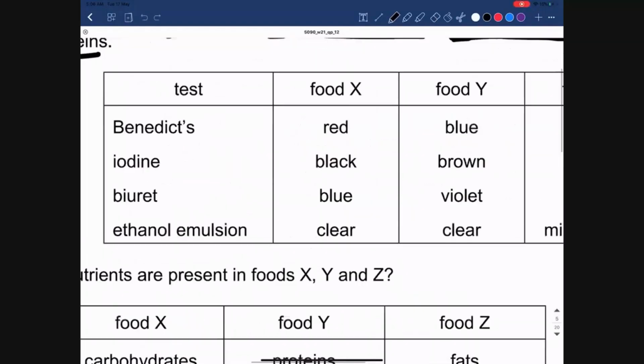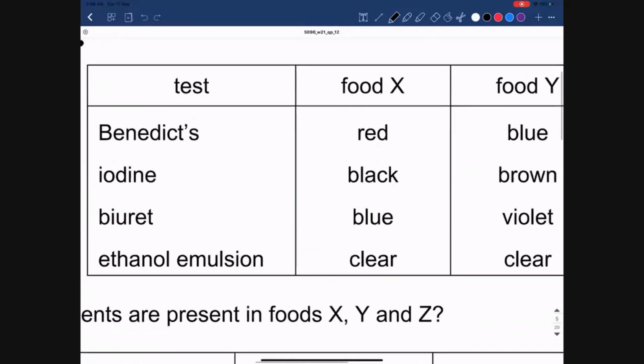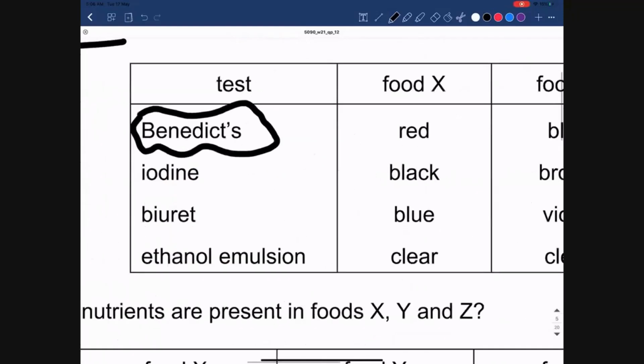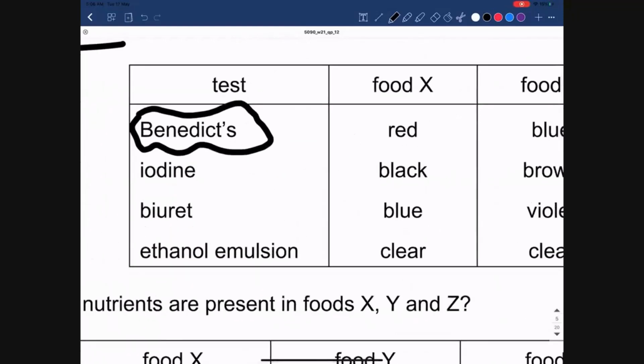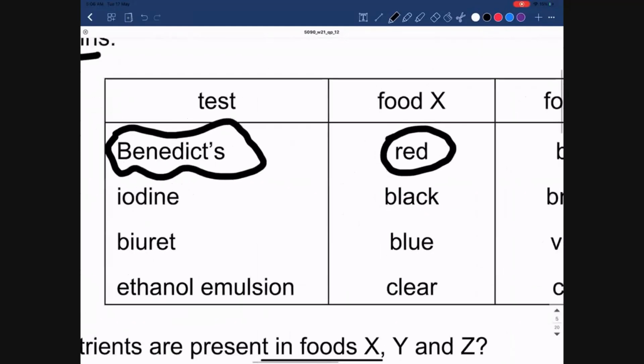All right. So on food X, when the Benedict's test was performed, the color change was red. As you all know, we carry out the Benedict's test to test for reducing sugars. In the Benedict's test, we use Benedict's reagent, which is blue in color. If the color changes from blue to green, yellow, orange, or red, that means reducing sugars are present. So in food X, reducing sugars are present, which is shown by the red color of the Benedict's reagent.